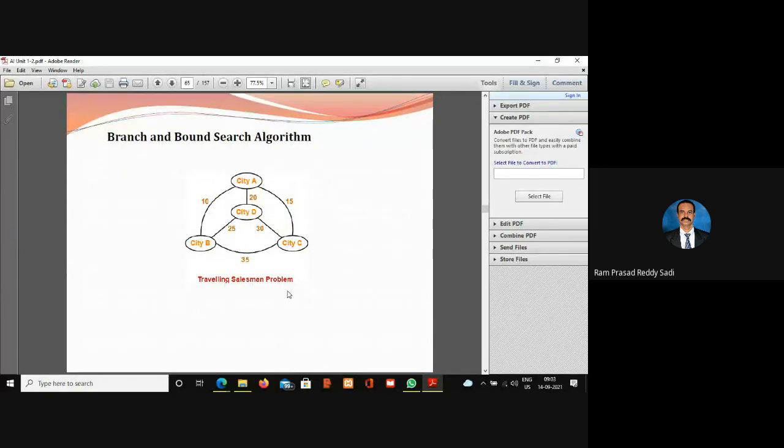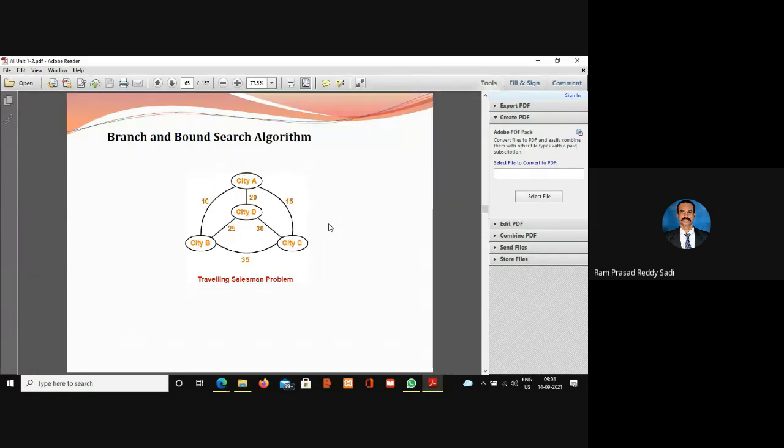Let's consider a simple example. Here you have 4 cities: city A, city B, city C, and city D, and every city is connected to the other cities. You need to choose a starting state. Let me say that city A is the starting state, and from this starting state, you should be able to visit all of the cities and reach the starting state again. That's what the traveling salesperson problem is.